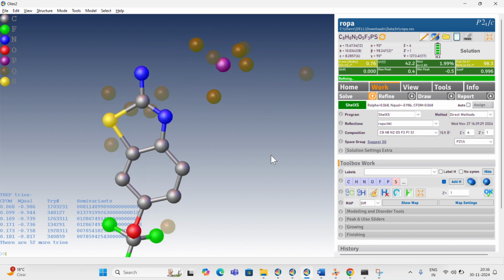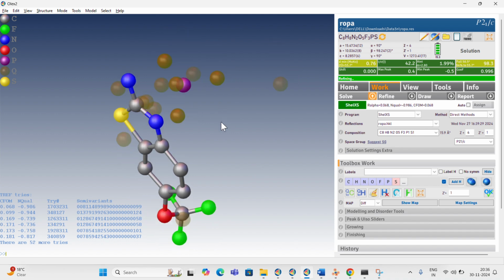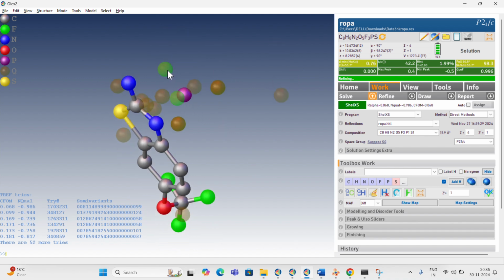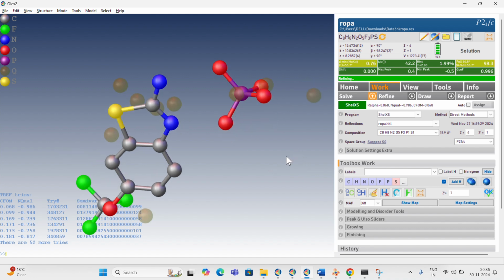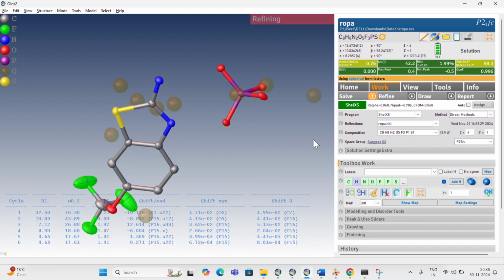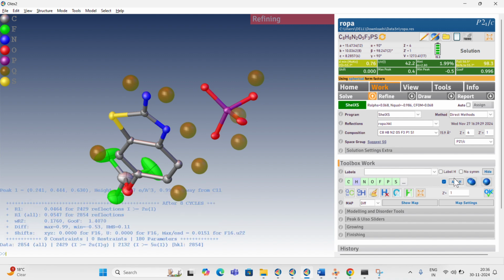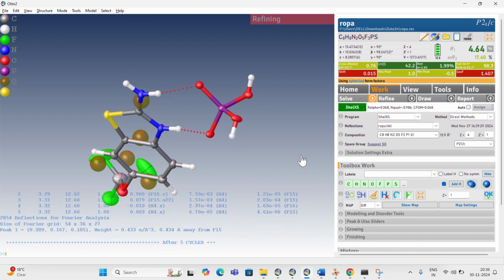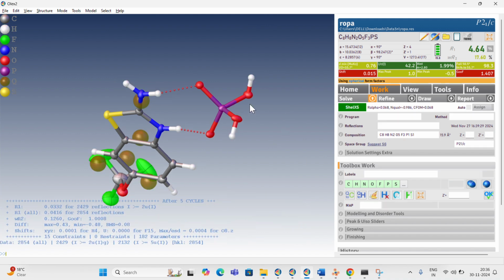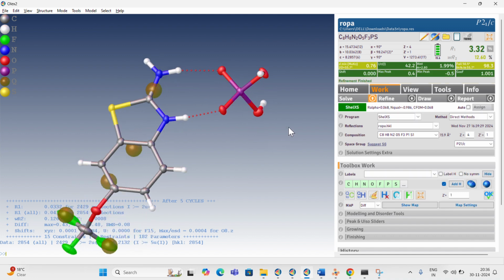So we can say that this is phosphorus, and the higher electron density four spheres are nothing but oxygen. So this is the basic structure. And now, because of thermal vibration, we can say that these are ellipsoidal. So we can tell them they are ellipsoidal and add hydrogen. OLX2 adds hydrogen by itself. So this is the structure formed.